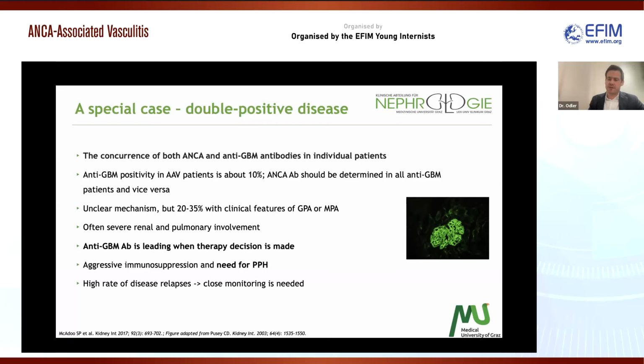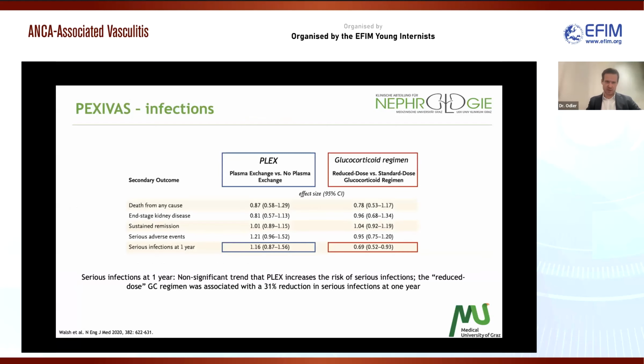If this so-called double positive disease is the case, then the use of plasma exchange is mandatory. So these patients need an aggressive and highly dosed immunosuppressive treatment at the beginning in combination with plasma exchange. So in this case, please consider plasma exchange.